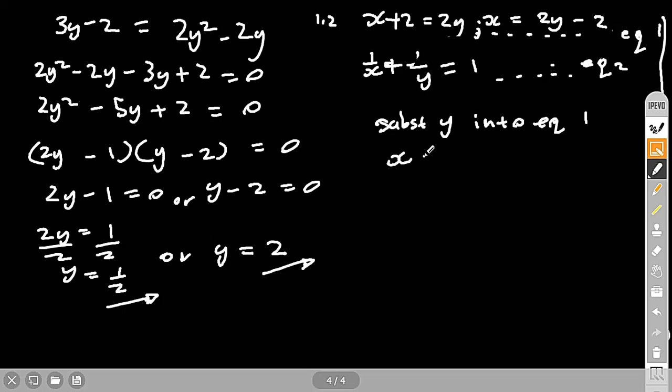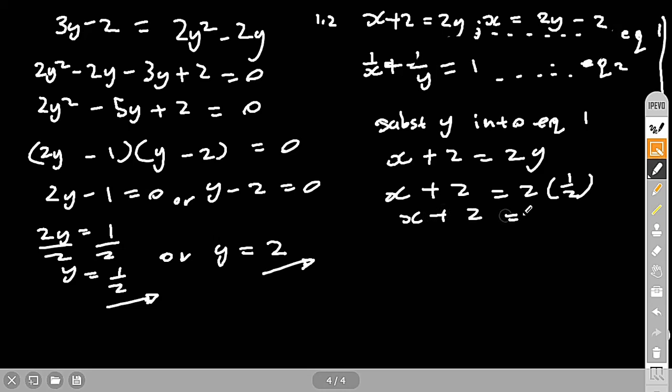I was writing the equation x plus 2 equals to 2y. Then you substitute y. So x plus 2 equals to 2 into what is our y? 1 over 2. So x is equals to 2 plus the half of 2 is 1. X is equals to 1 minus 2, which means x is equals to negative 1. Your first x.